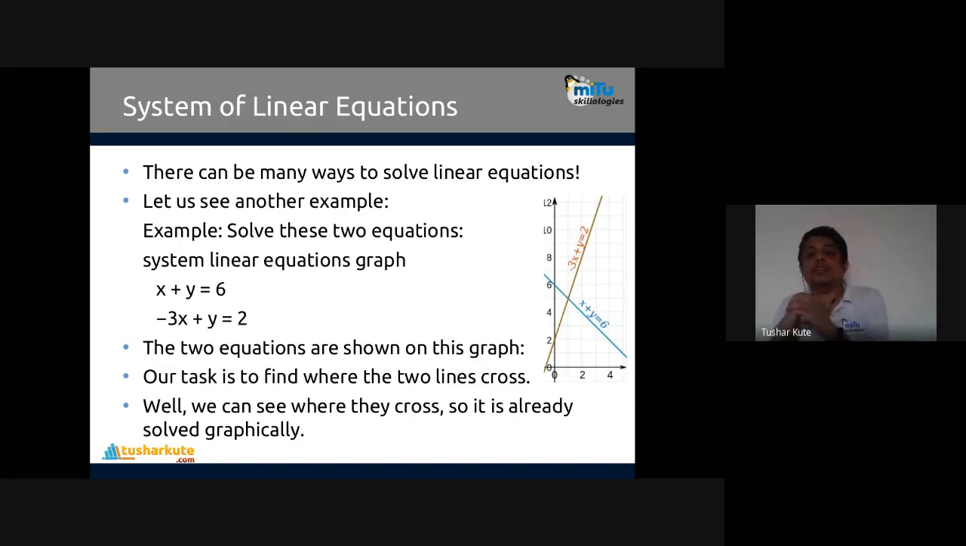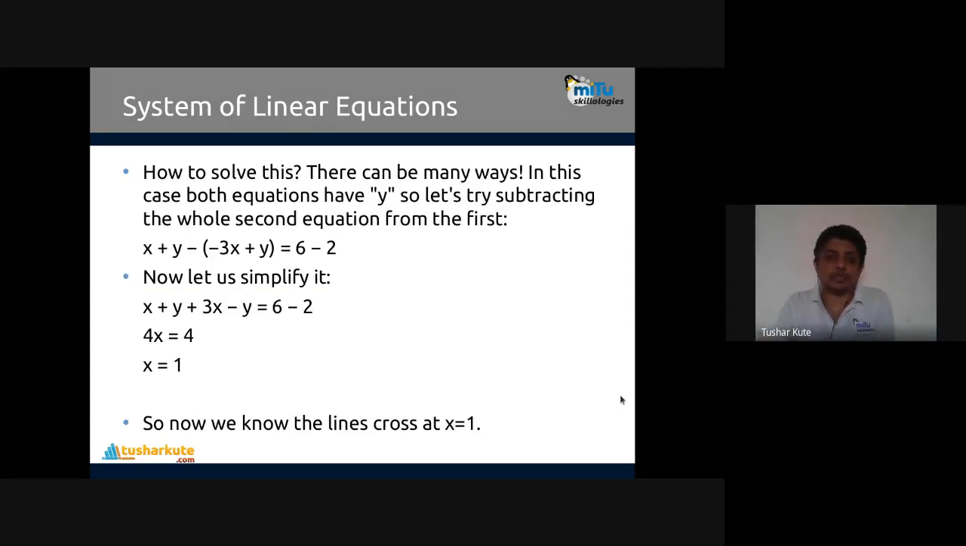We can see that where they cross is already solved graphically. You can observe that where they're crossing, on the x-axis it is 1 and on the y-axis it is 5. After plotting, if you use a programming language and plot these equations, you can directly see graphically where they are crossing. From the x-axis its value is 1 and for the y-axis it is 5. This is the position where they are crossing.